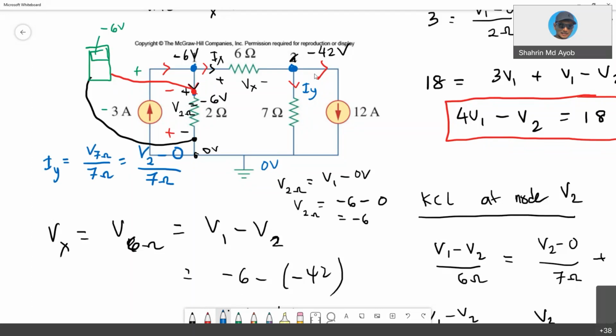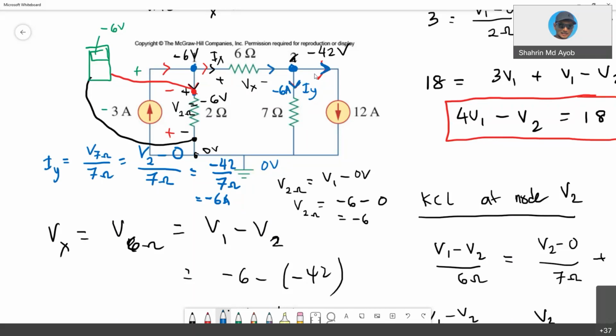Your V2 is negative 42, so negative 42 over 7 ohm. You should get your answer, I think 6, right? Yes, 42 over 7, 6 amperes. Negative 6 amperes. So the direction of the current, you assumed this, but the value is negative 6 amperes. This one, the direction of the current is 12 amperes, this one 6 amperes.